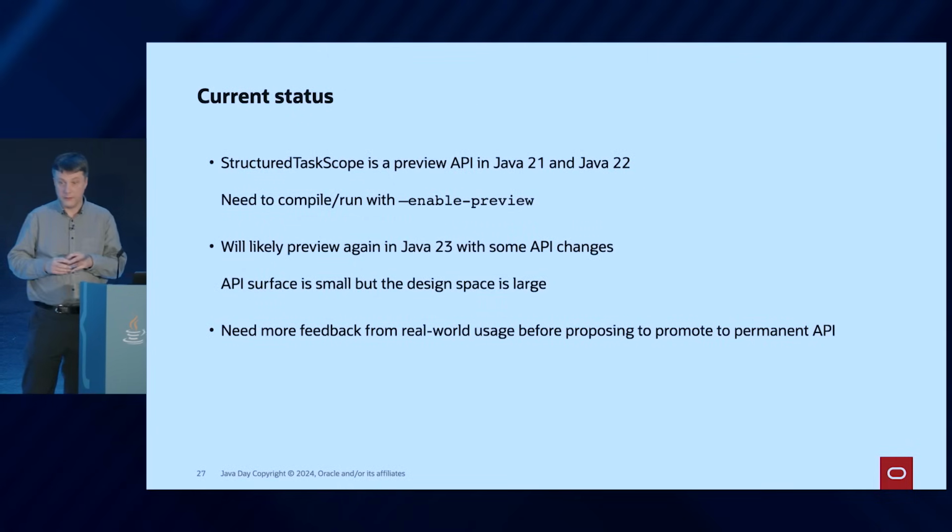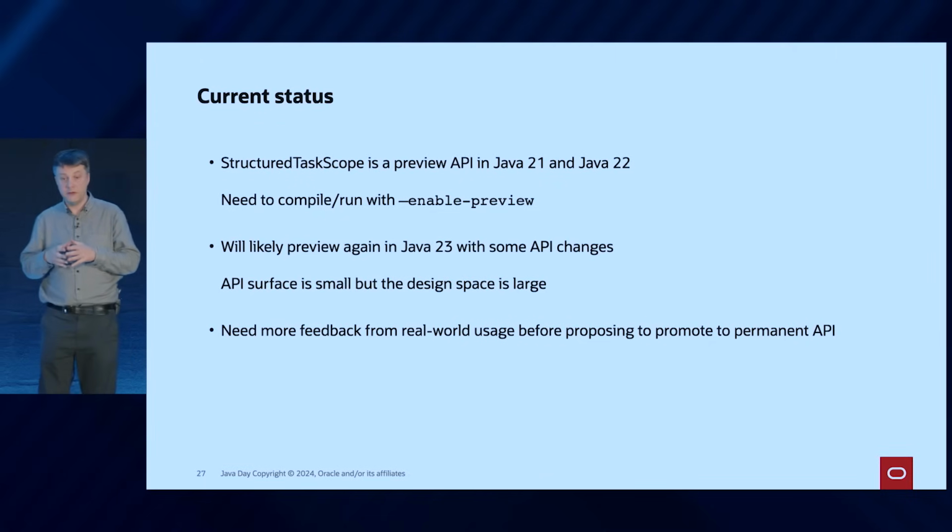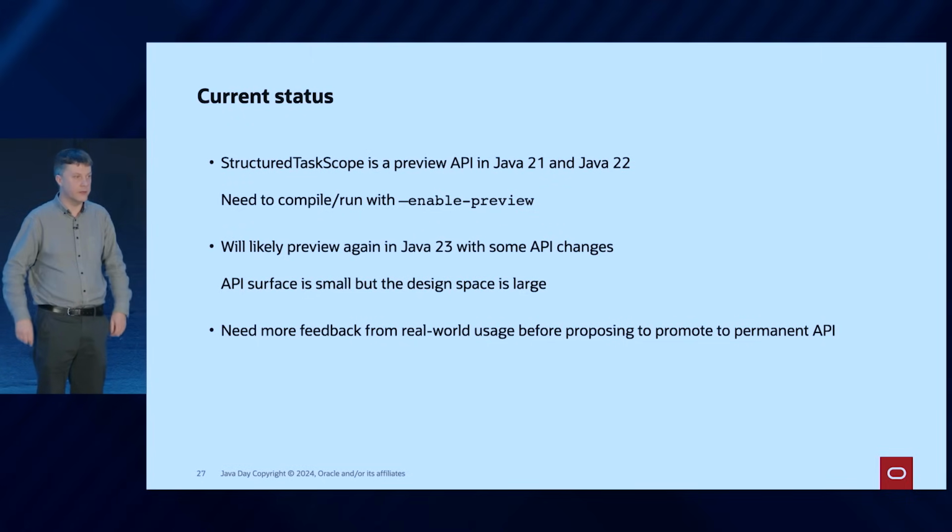with structured concurrency. We introduced it as a preview API in 21. It'll re-preview without changes in 22 when it releases next week. If you haven't used preview APIs, you compile and run with the enable preview option. I think Gavin showed some examples in his presentation earlier on. We are working on revisiting this API for another preview in 23, or at least we would propose a JEP for 23.